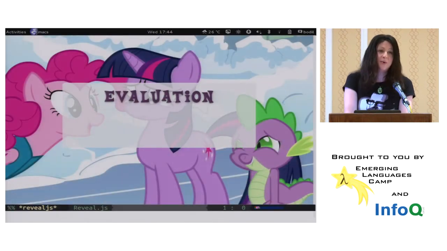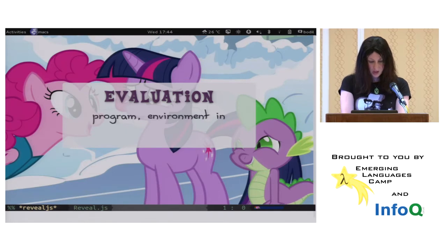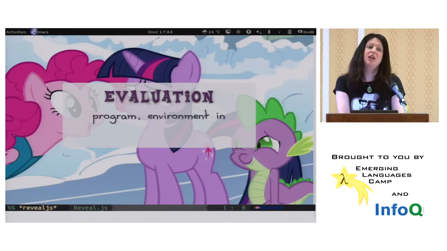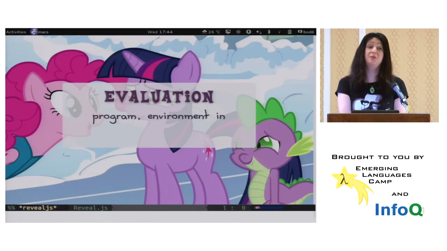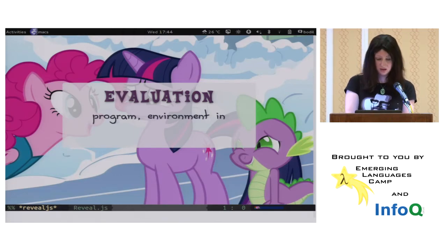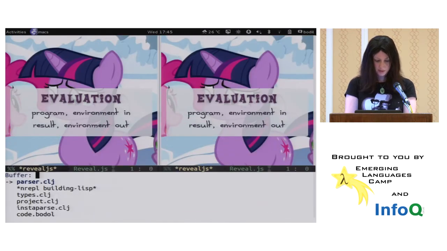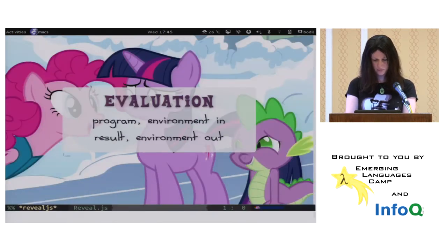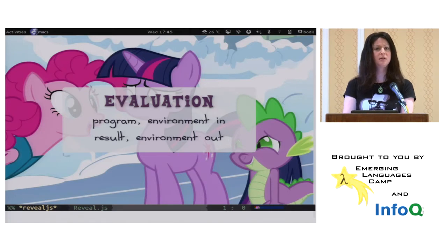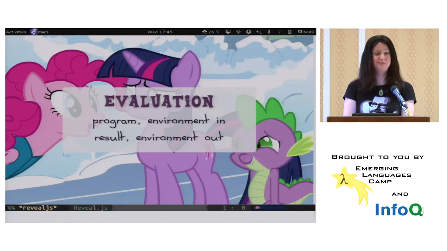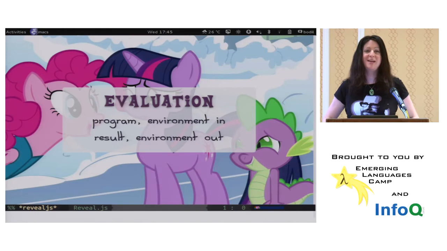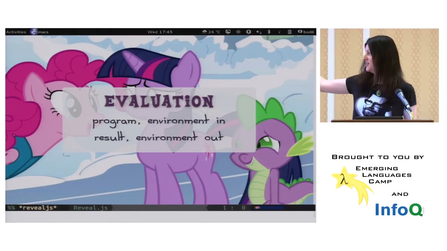So you're going to have to start with evaluation. Essentially, your eval function is going to take a program and an environment in, and it's going to output a result of the evaluation, and it's going to output a potentially changed environment. So, incidentally, what does this look like to you? What would be a great way to implement these two steps?